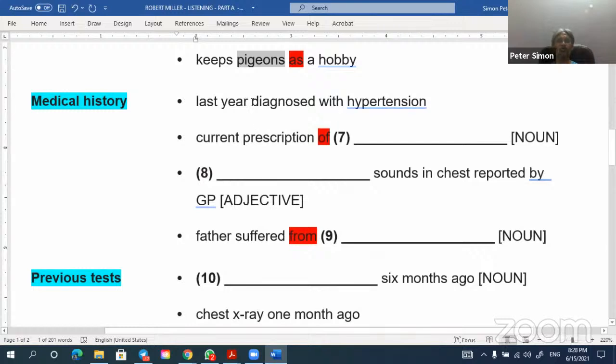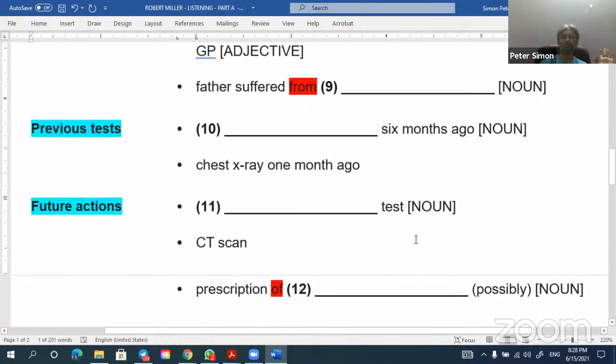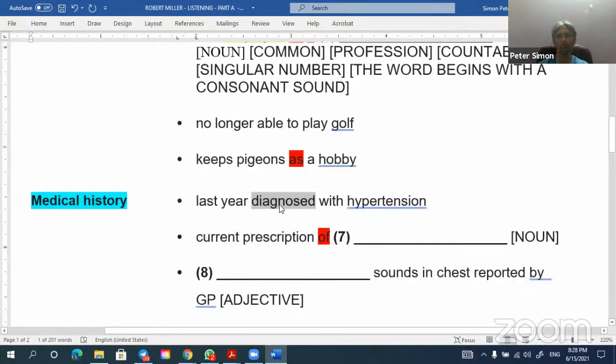pronunciation. Diagnosed is a very special word. In your letter, if there is a chance, use diagnosed. If diagnosed is there, use the word diagnosed. It is very important. Prescribed, hypertension, most of the words here are very important. Right. See, prescription, very important. So diagnosed.